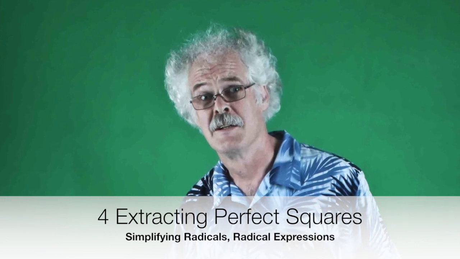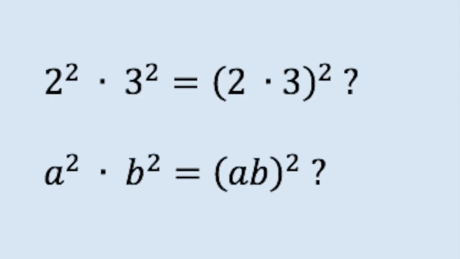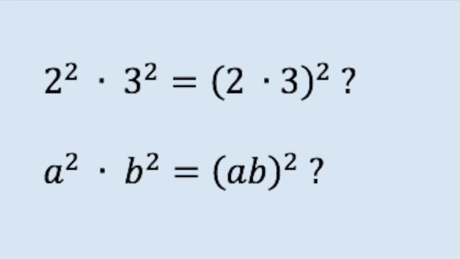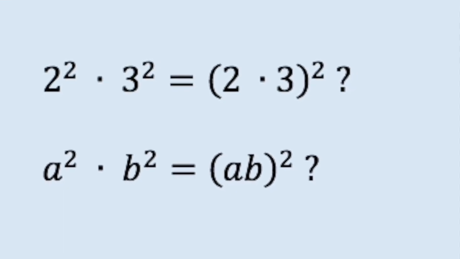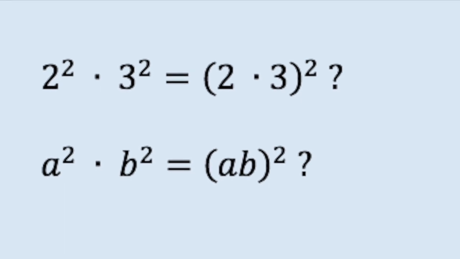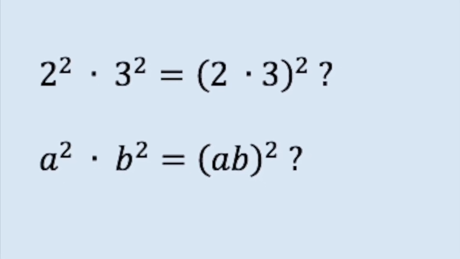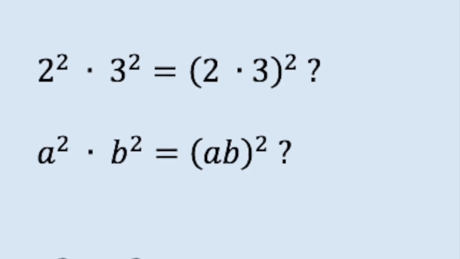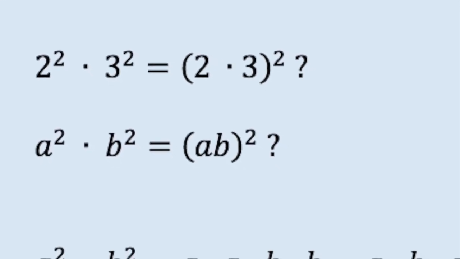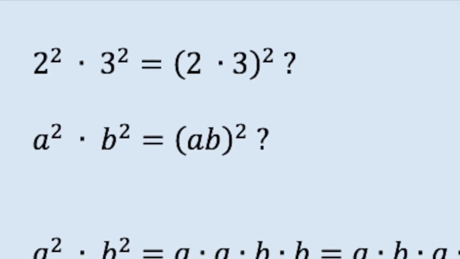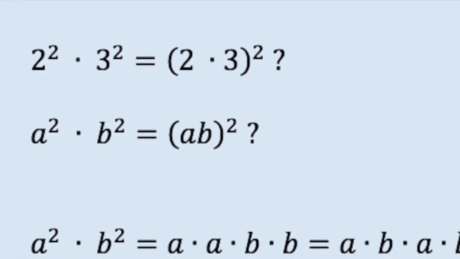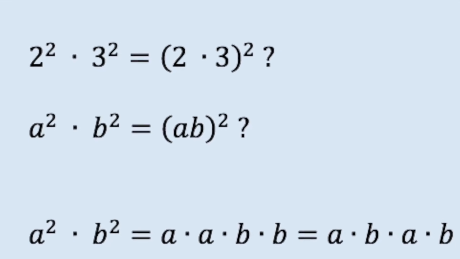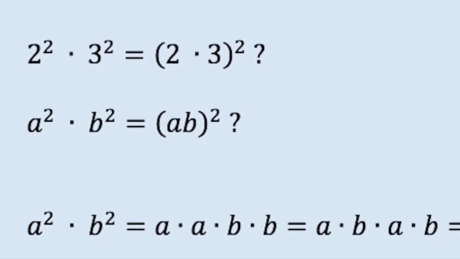First, let's check this. Is the product of 2 squares the same as the square of the product of the bases? Look here. Is 2 squared times 3 squared, the product of 2 powers, the same as 2 times 3 and then squared? Or in general terms, is the product of 2 squares, a squared times b squared, the same as a times b and then squared?